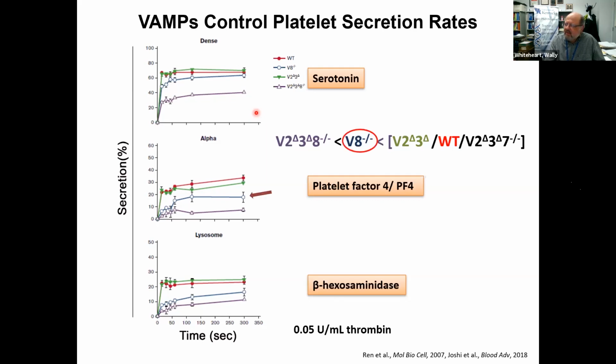So I wanted you to remember these. The VAMP8 animals have roughly, if you want to use it here, about a 50% deficit in alpha granule release, maybe a 30 or so % deficit in dense granule release, and the VAMP238s, which have a much greater deficit, maybe a 70% or greater deficit in alpha granule release. These are the 2 animals that I will focus on in the rest of my talk.